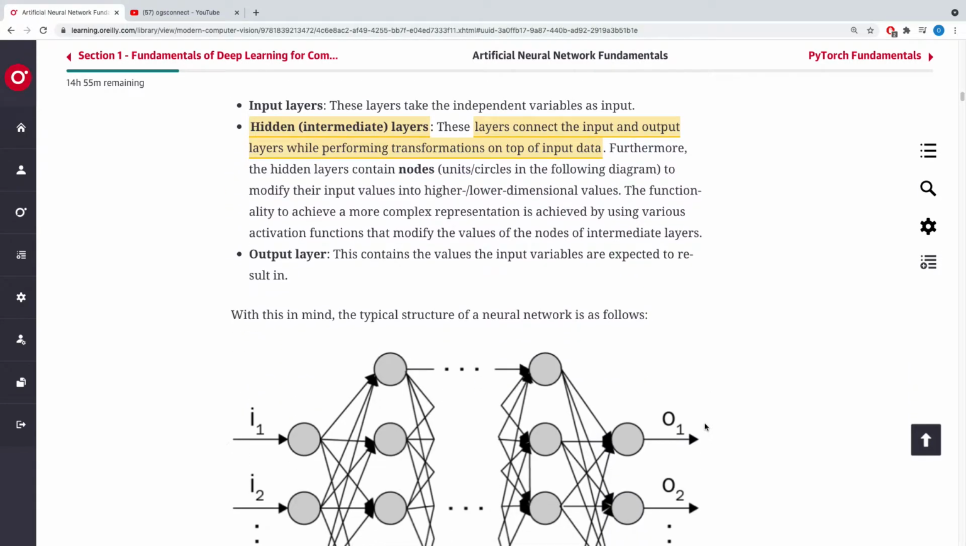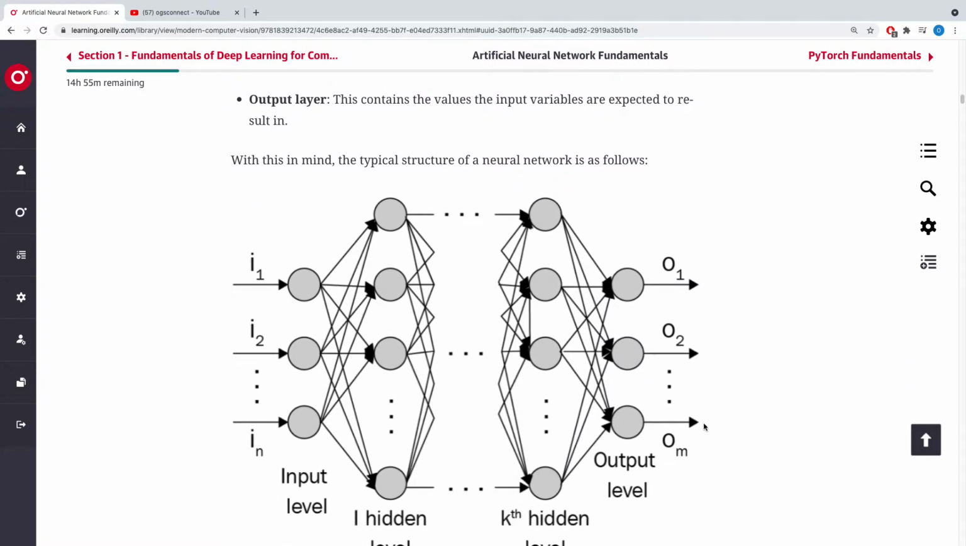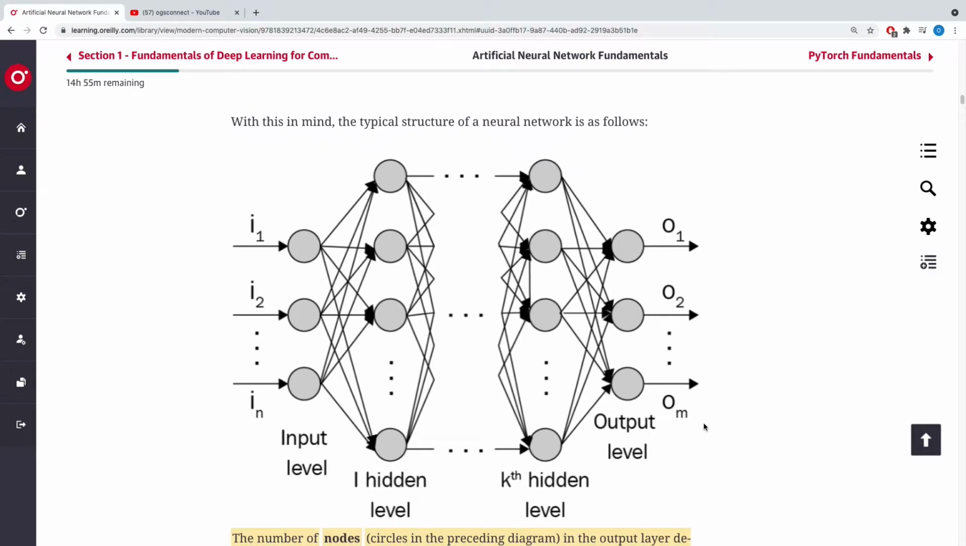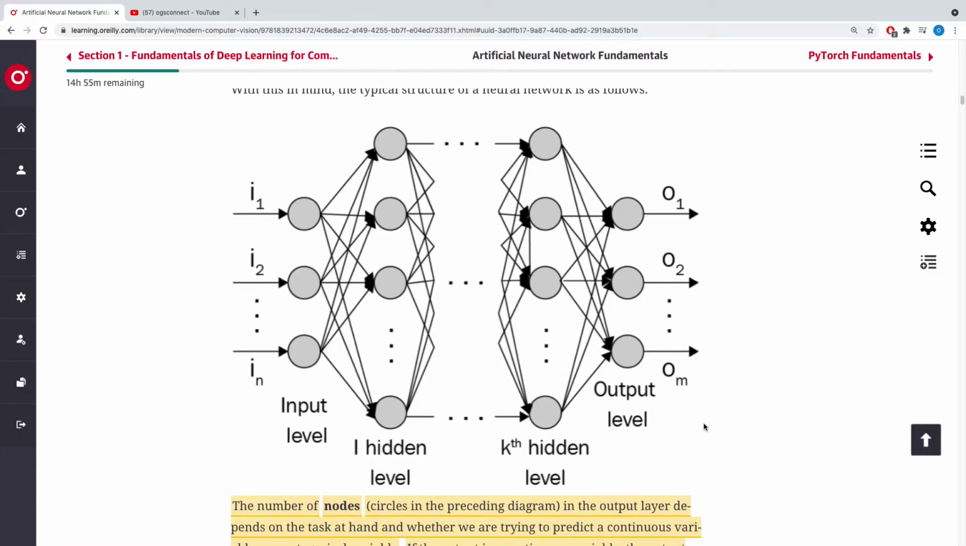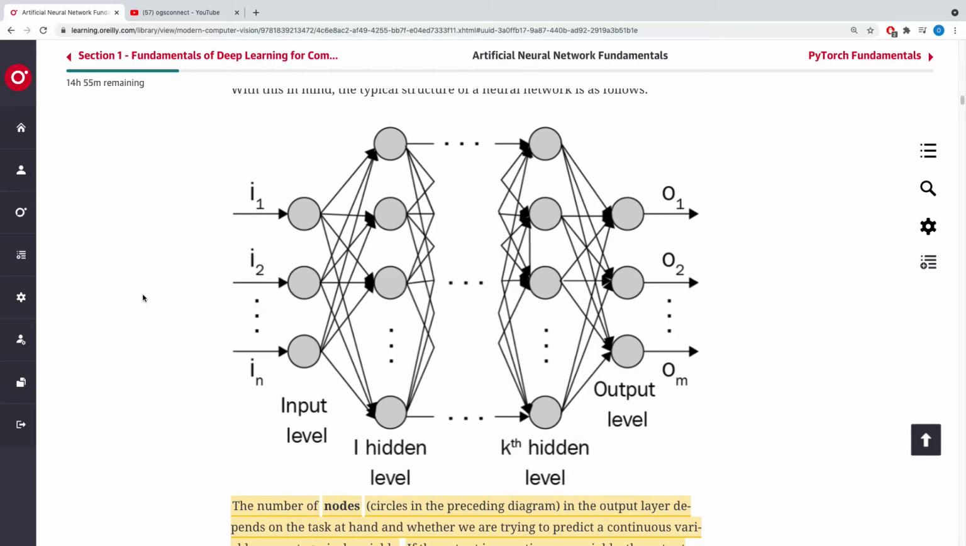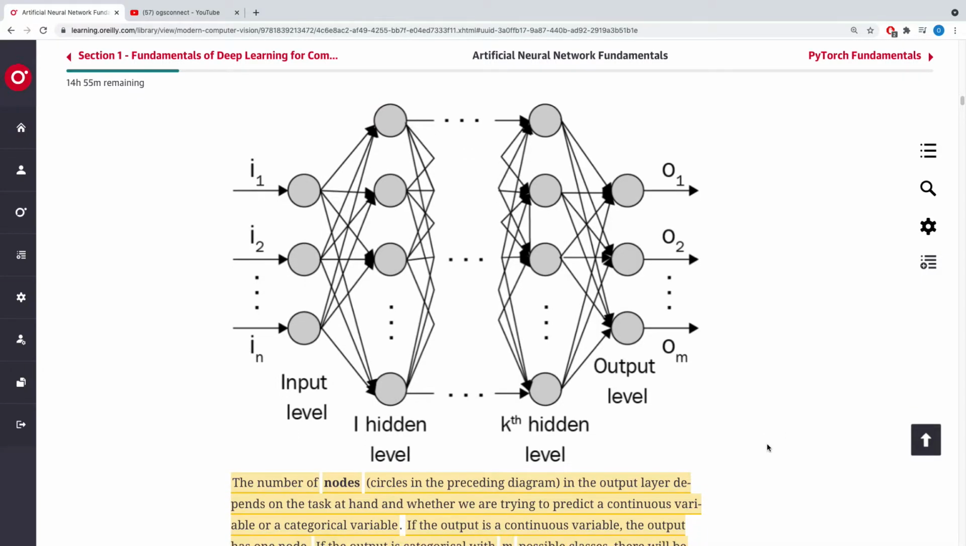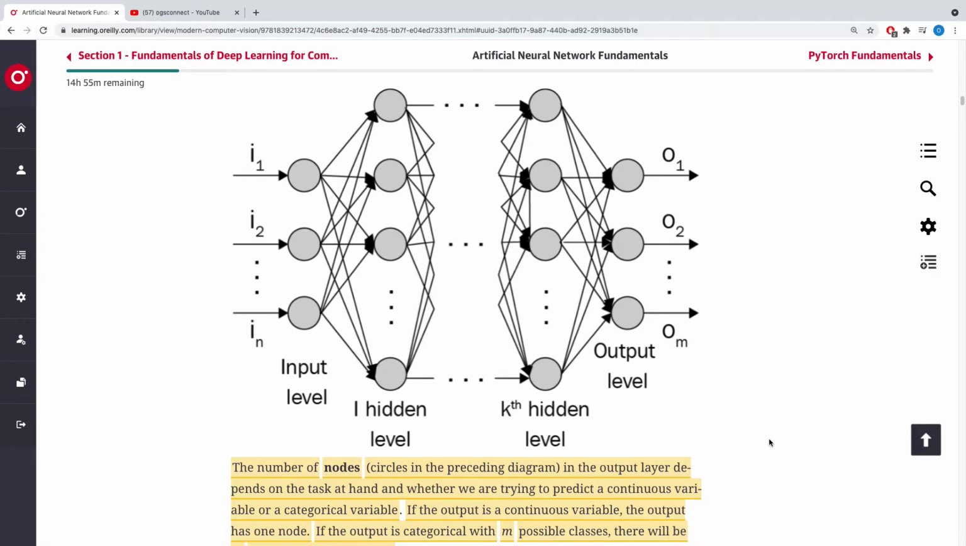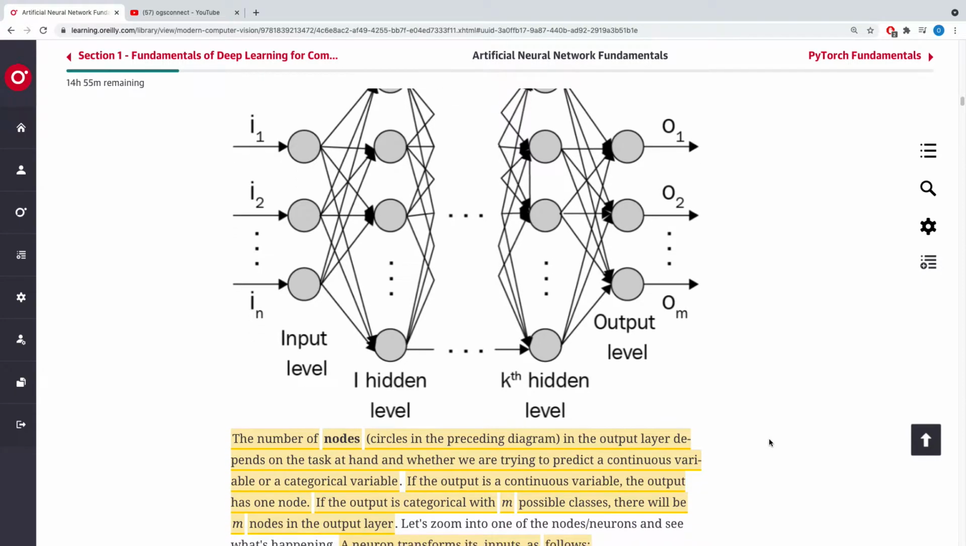So let's look at what a typical structure of a neural network looks like. In this diagram, you see that we have the inputs from I1 to IN. Then you have the output, which is from O1 to OM. In between the input and the output are our hidden layers. When you have more than one hidden layer, then we refer to this as a deep neural network.